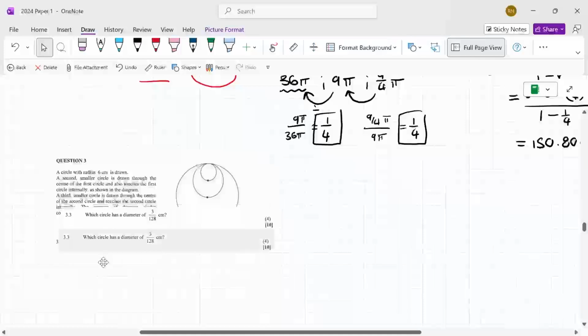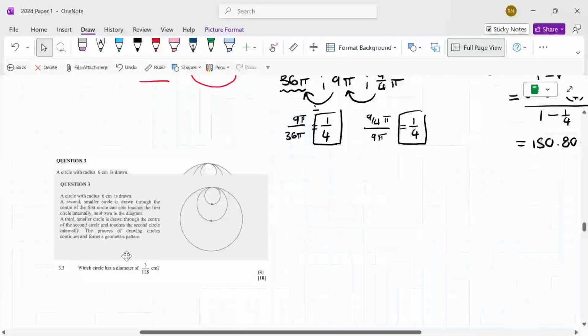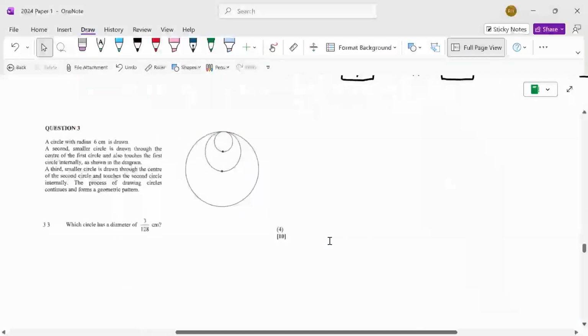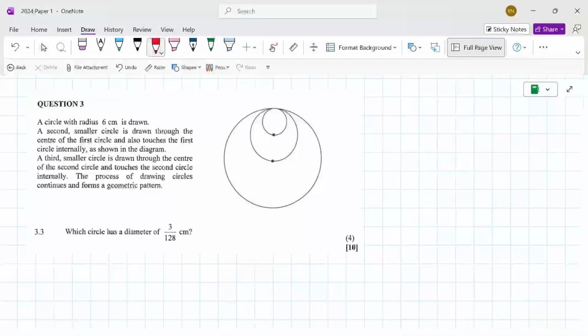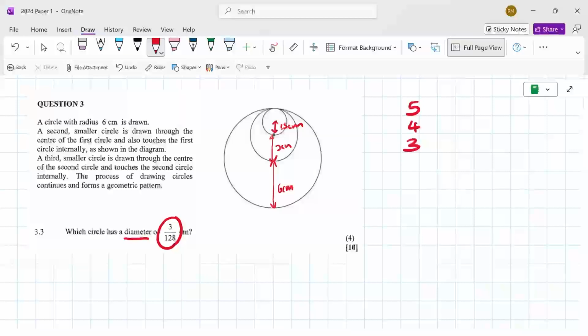Okay, so again, the circles are still the same. My first circle has a radius of 6 centimeters. Then my second circle has a radius of 3 centimeters. Then my third circle has a radius of 1.5. I want to know which circle has a diameter of 3 over 128. I'm going to give you guys 5 minutes for this. So these are all radiuses, so you have to first convert these to diameters. What circle has a diameter of 3 over 128?